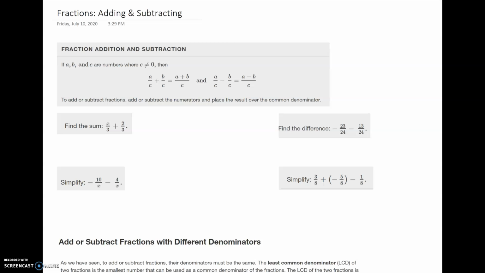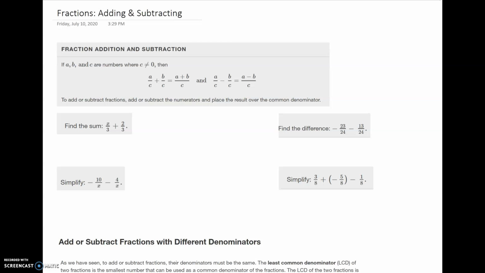Welcome to the last video on fractions, which is adding and subtracting fractions. Just like in the previous videos, I do have the correct mathematical notation and the theorems attached to this, but really all we need to know is that in order for us to add or subtract fractions, the denominators must be the same, and then you just add the numerators or subtract the numerators, and that's about it.